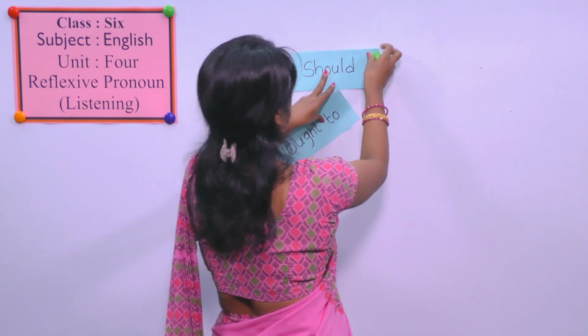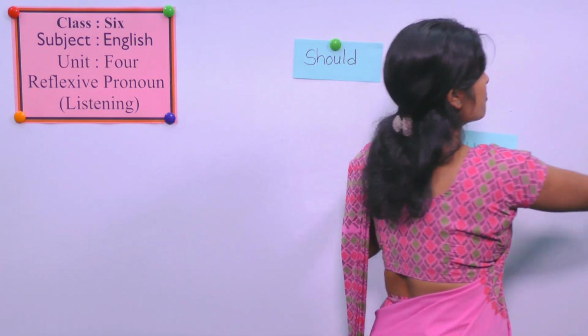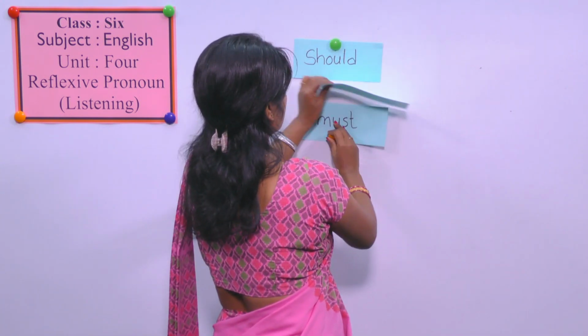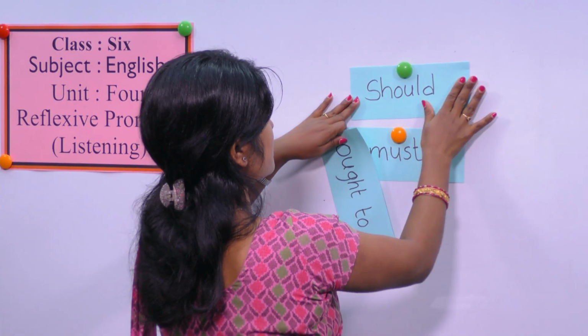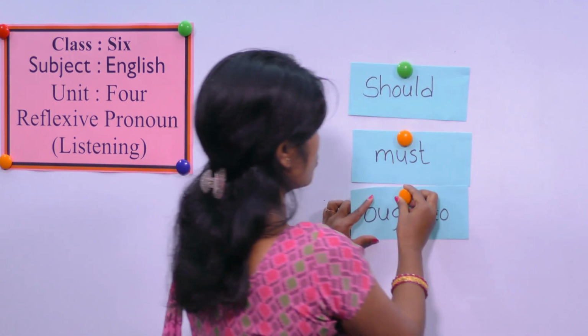Okay, so we have should over here, and then what is there? Must. Should, must, and then third one is ought to.